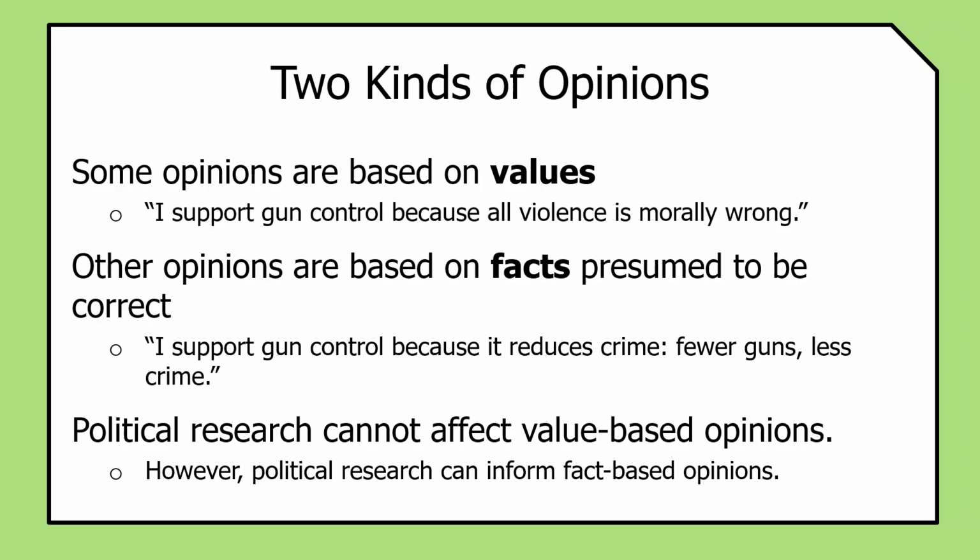If one says, I support gun control because all violence is morally wrong, that's a value-based opinion. We all have value-based opinions. And empirical data analysis and political research can't really impact those types of opinions. But consider this. If one says, I support gun control because it reduces crime, fewer guns, less crime, that's an empirically based opinion that connects two facts, the prevalence of guns and the incidence of crime.